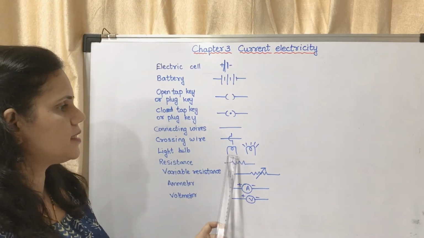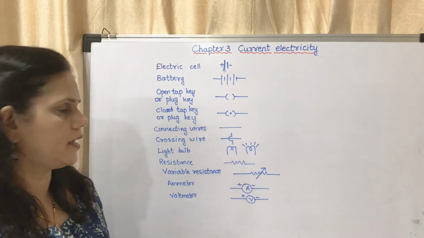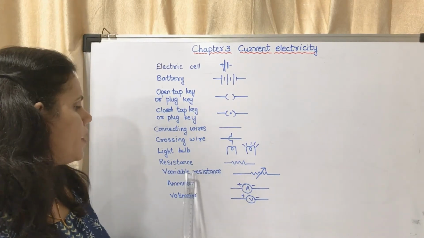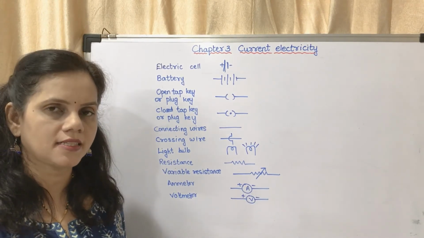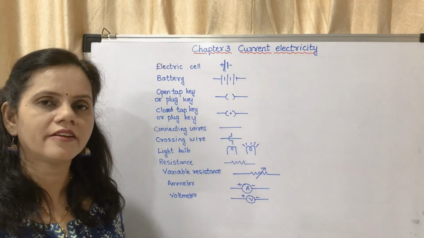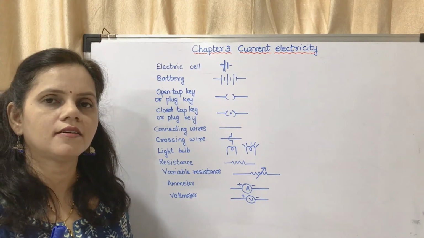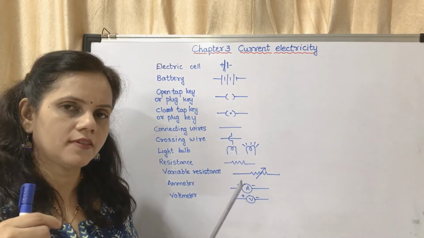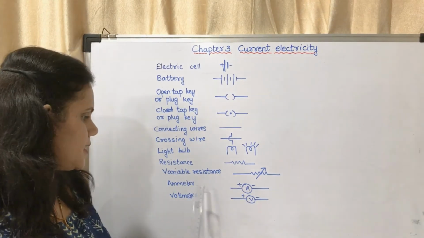Light bulb, this bulb is not glowing, this bulb is glowing. Resistance, this is how a resistance is shown. Variable resistance means we can change the resistance in the circuit. This is having a particular value, consider 5 ohms. In this case we can change the value: 5 ohm, 3 ohm, 2 ohm. It is a device in which we can change the resistance. So it is variable resistance.